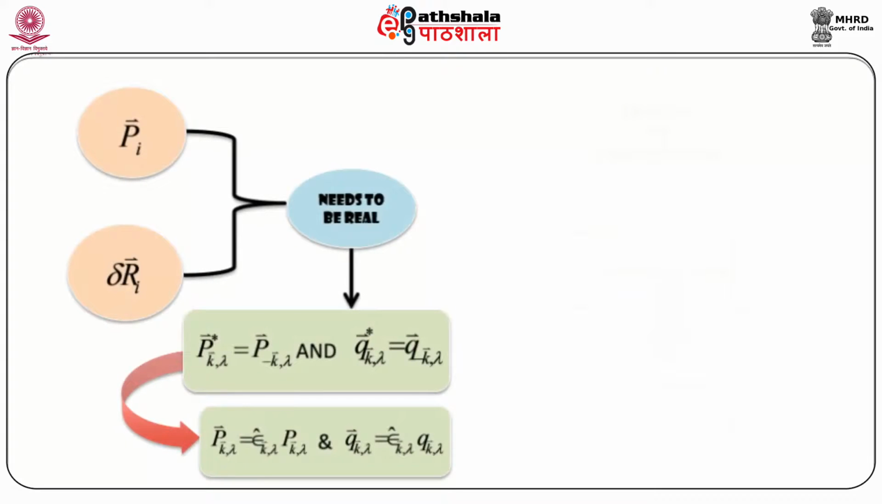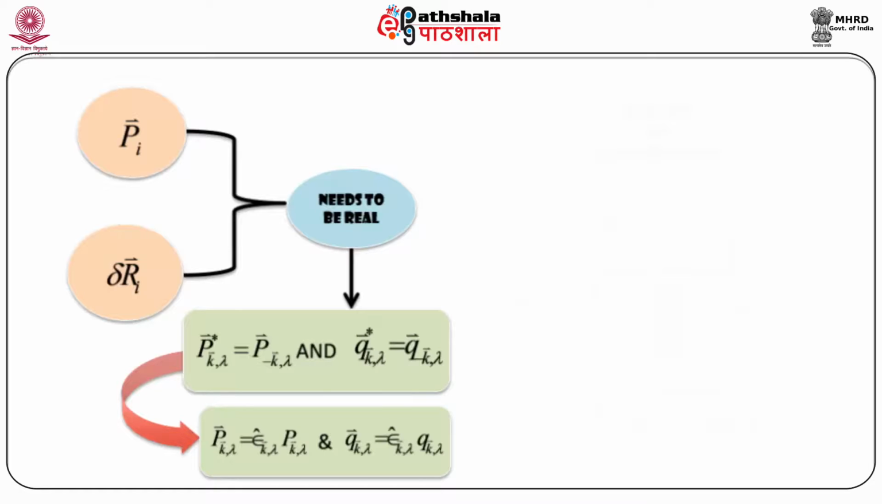Now, an important condition that we require is that pj and delta rj should be real. This implies that we put a constraint, that is p star k lambda is equal to p minus k lambda, and at the same time q star k lambda is equal to q minus k lambda. The star is basically the complex conjugate. So this implies that if it has to be real, then the complex conjugate should be the same, except that now k has to be replaced by minus k.